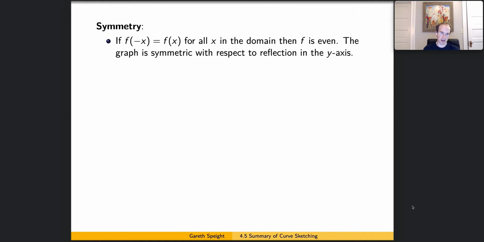Okay, another thing is maybe symmetry. So there are different types of symmetry we can look for. One is when the function is even. So if f of minus x equals f of x for every x in the domain, then we say the graph is even. So what does that mean?